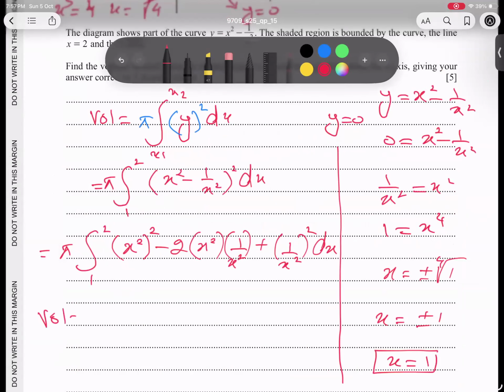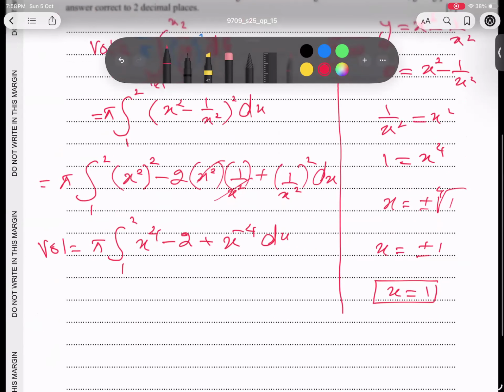So volume is equal to pi, outside was 1 to 2, here 4. This cancels out, we get a 2. And this is becoming 1 over x to power 4. Or if I bring it up, it becomes x to power negative 4 dx. I believe this part is very clear, and now I'm going to complete it. So I have to integrate only, and that's it.